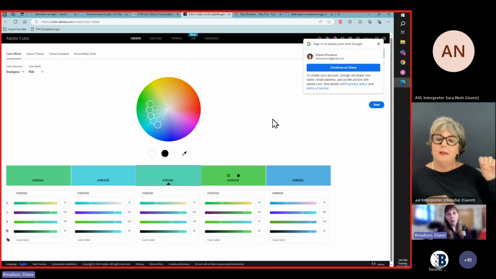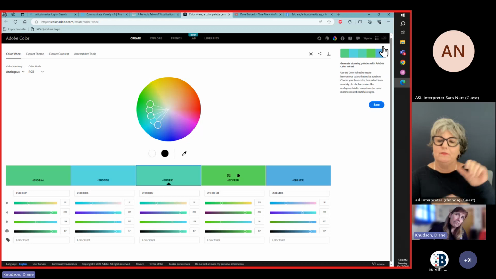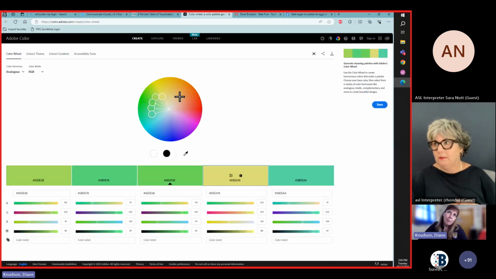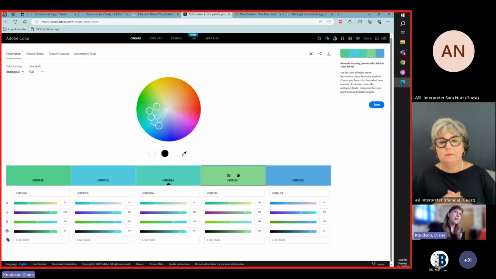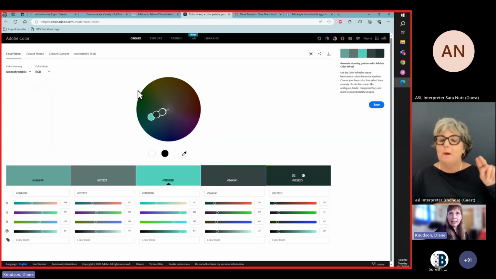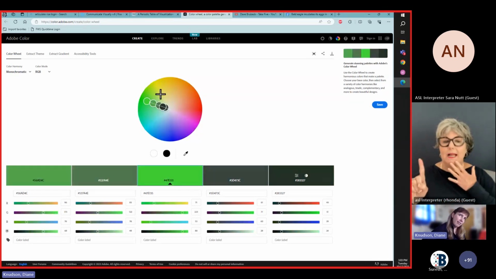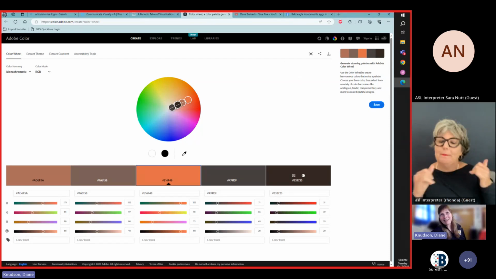You do need to have an Adobe account. But when you do this, Adobe will let you play with different colors on the screen. And you can choose different, what they call different harmonies. For example, if you want a monochromatic color palette, these are tints of the same color. And again, this will be available in the class when you receive it, and you can play with colors to your heart's content.